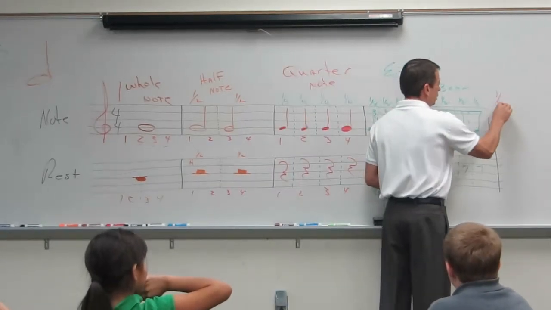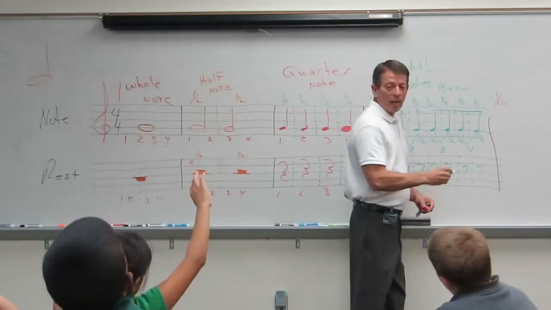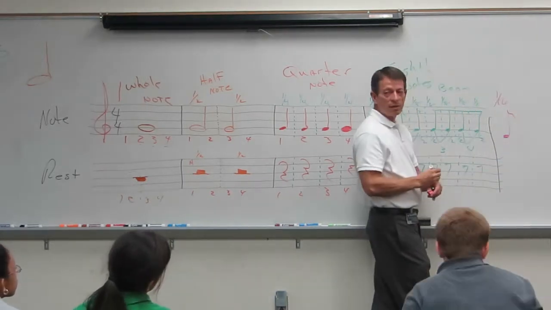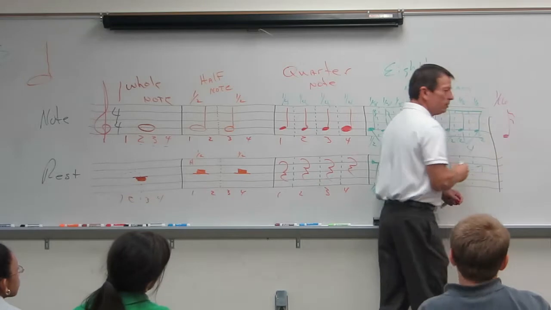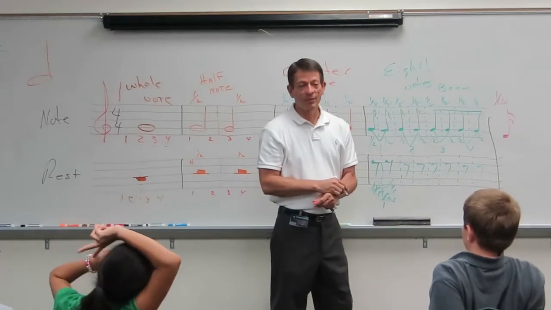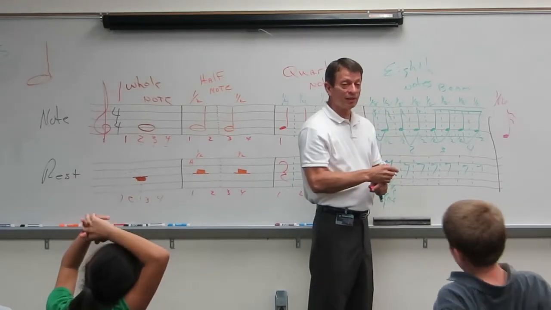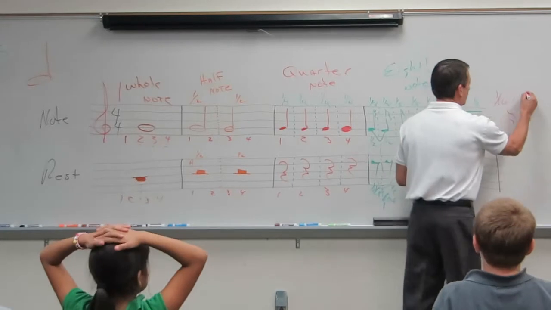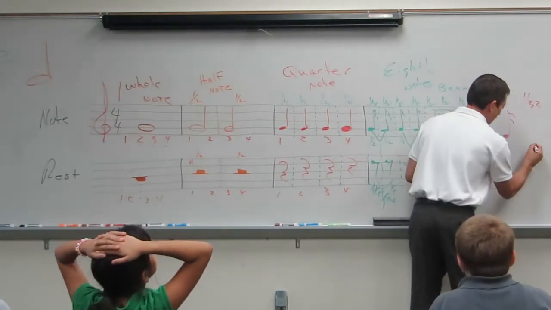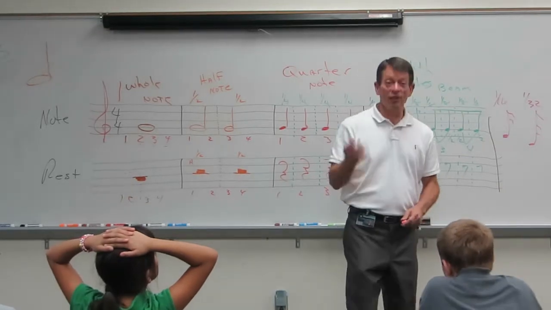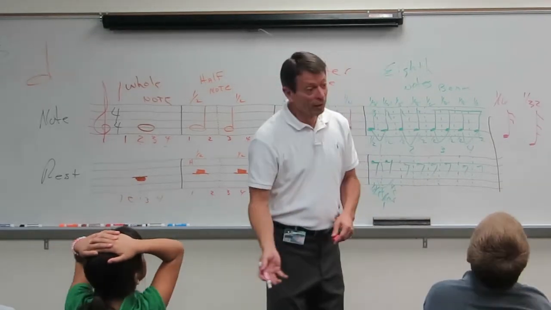16. And where the eighth note has a flag, the 16th has 2 flags. Double the flag. What would the next note be called? 32nd note. And it would have 3 flags. And each flag gets smaller and smaller. And this note's getting shorter and shorter and shorter.